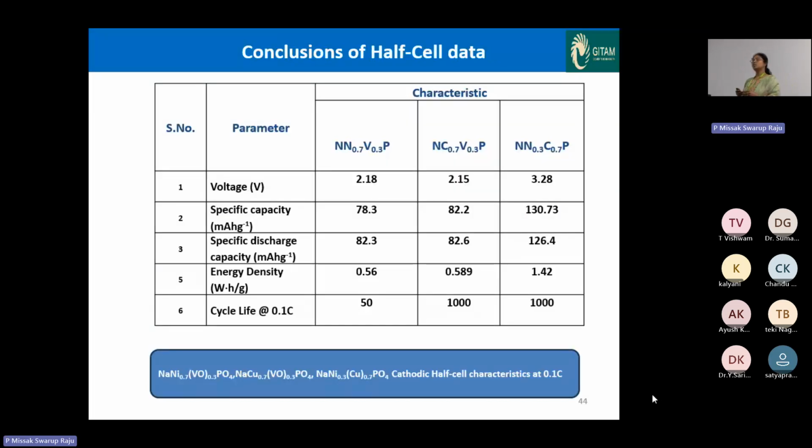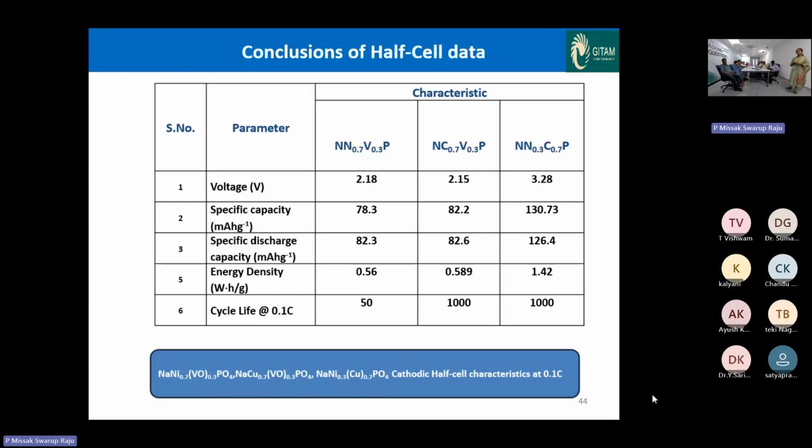So what are the conclusions for the half cell data? The first half cell is nickel vanadium, the second half cell is copper vanadium, the third half cell is nickel and copper. These are the parameter values. The combination voltage value is also high, nearly reaching from 2 to 3.8 volts. Coming to the specific capacity, the combination of nickel and copper reaches 130, which is also high compared to the remaining ones.